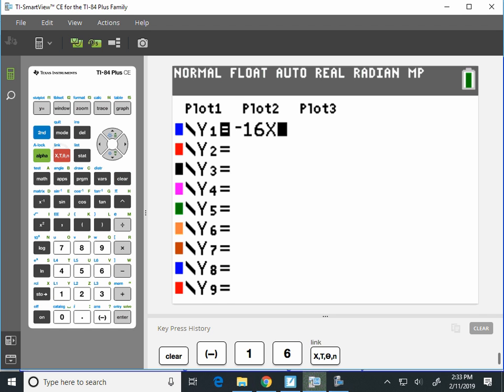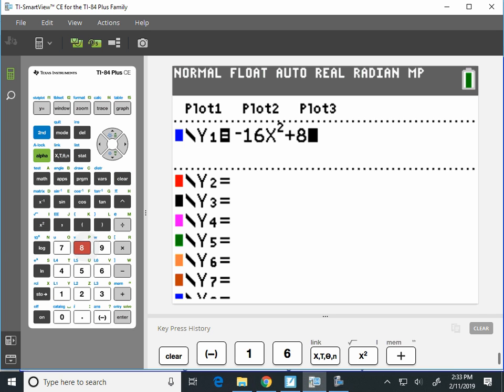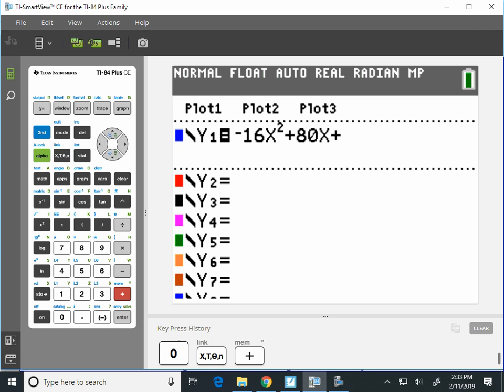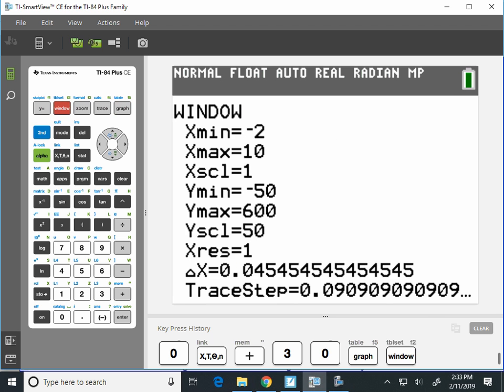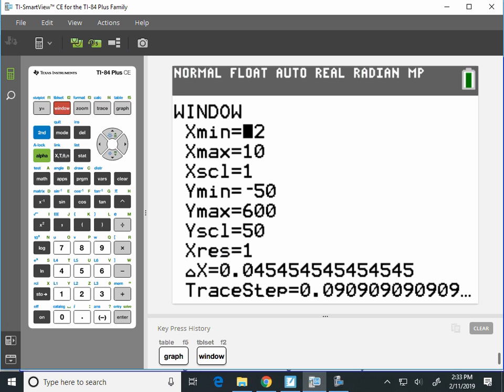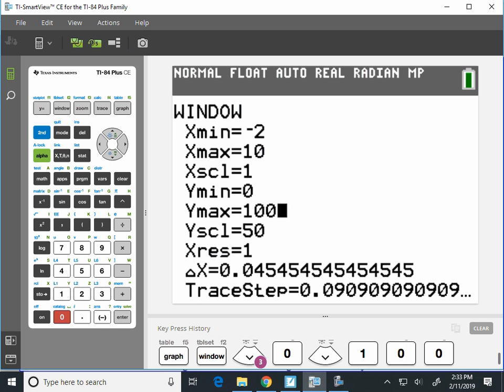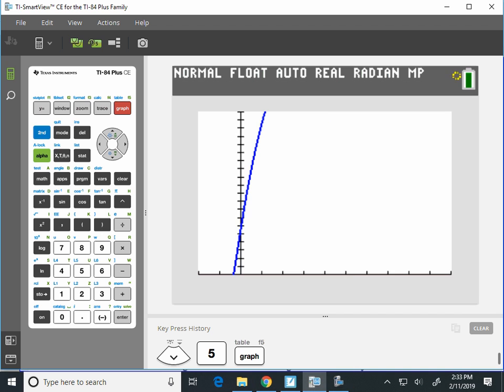So we'll start with negative 16x squared plus 80x plus 30. Now because I can see it here, I want to zoom in a little bit. So I'm going to make my window, I'll keep negative 2, maybe my x max. It looks like 10 worked. That would work, so we'll keep it negative 2 to 10. Y min, I don't know, we can just start at 0. And my y max of 600 is definitely too big. Let's try 100 to start, and we can go by 5s.